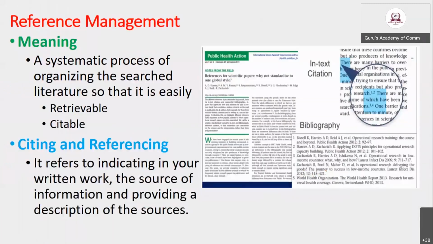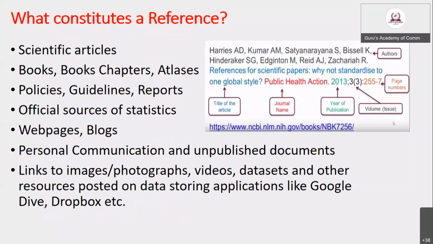Okay, this is the basis of our reference management. Reference management is a systematic process of organizing searched literature. It is easily retrievable and citable, so it is very simple. Don't worry, it will be more practical. What are the elements in a reference? The reference has the author name, title of the article, journal name, year of publication, volume, and page number. These are the main contents of your reference.